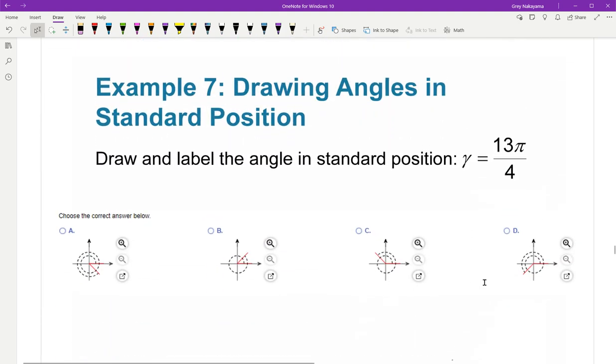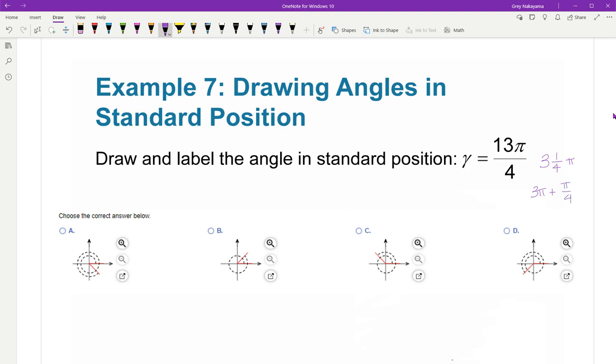All right, last one of drawing an angle in standard position. This one is 13 pi over 4. So notice these dots because this one goes around the circle more than once. I think the easiest way to do these problems is to divide 4 into 13, which your calculator will do for you. But it goes 3 times with 1 left over, which is like 3 1/4 pi. Let me just do it like that. So 3 1/4 pi is like 3 pi plus pi over 4.